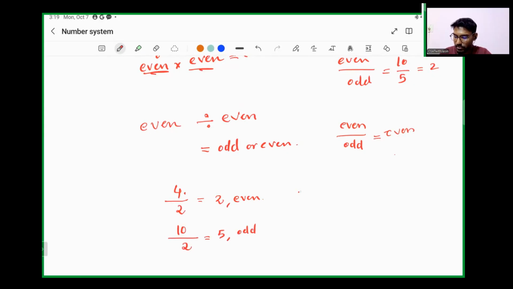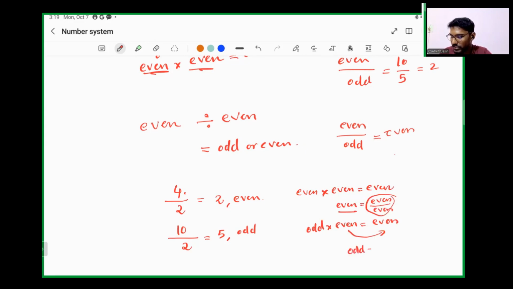Why? Because we already studied that even into even is also even and odd into even is also even. Now in this case, if I take one even number to the right hand side, this multiplication will become division. So here you will get even is equal to even by even. So even by even is becoming even here. Now if I take this even here, you are getting odd is equal to even by even. So even by even can be even or odd.